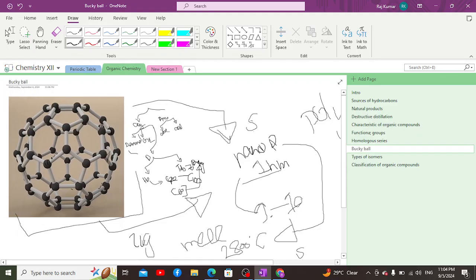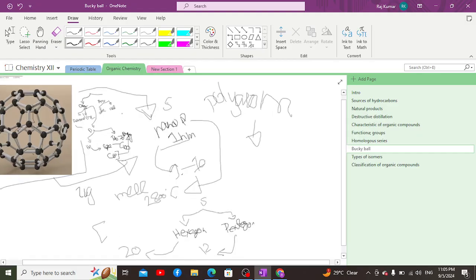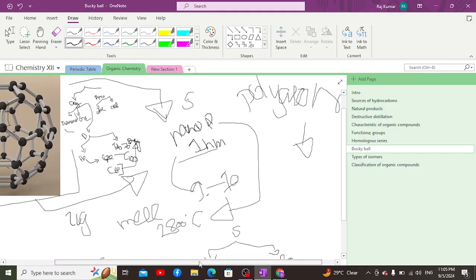As you may see in this diagram as well, this structure from here to here is a hexagon, and with that hexagon we have linked a pentagon. So the pentagon is linked with the hexagon and vice versa, such that each hexagon is followed by a pentagon and vice versa. So in that sense, this is the basic structure of a buckyball.